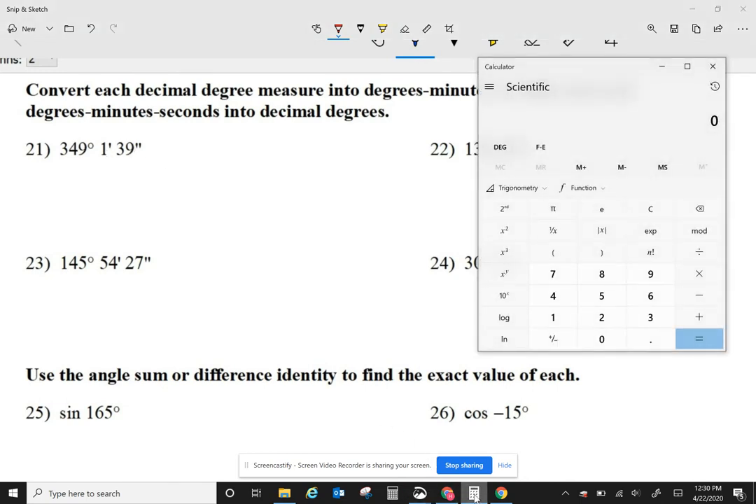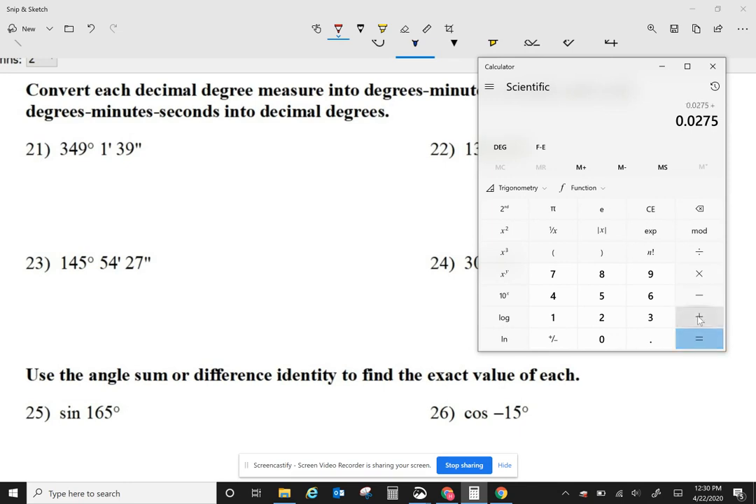Let me grab my calculator for that. What I'm going to do, I'm going to look at the smallest measurement, 39. So let me go 39 divided by 60. That gives me a decimal. I'm going to add 1. And the reason why I'm adding 1 is because the next measurement is 1. So it gives me, press enter. Divide this by 60 again. That gives me a decimal.